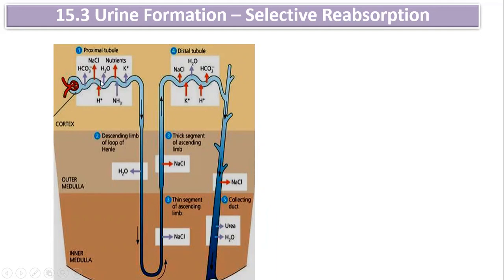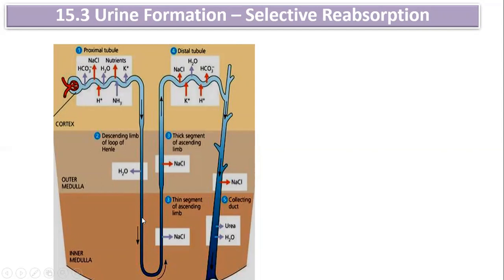Now the urine is going to enter the loop of Henle. The descending limb of the loop of Henle is permeable to water, so there will be absorption of water from that region. Since water is absorbed from this region, the urine becomes more concentrated.